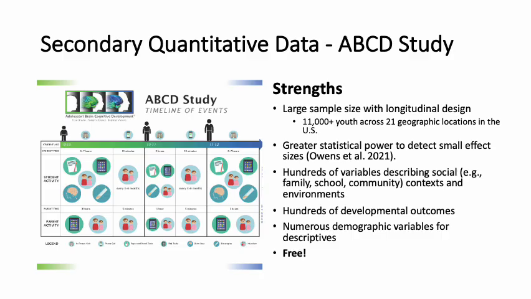In addition, we have numerous demographic variables on a sample that has a pretty good representation of youth across the United States. And so this also gives us the ability to look at generalizability of some of these hypotheses. And then, of course, one of the biggest strengths of the ABCD study is that it's free.